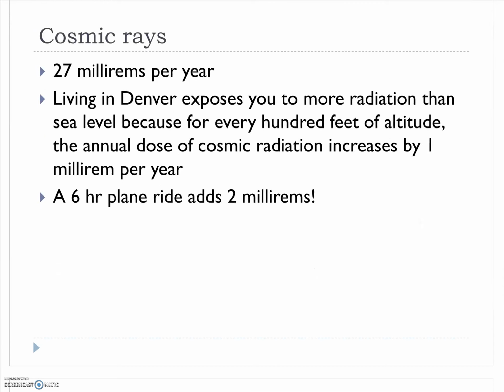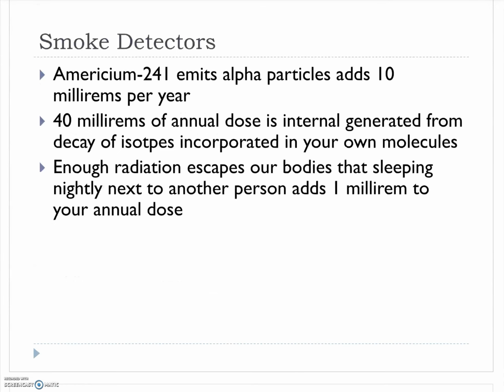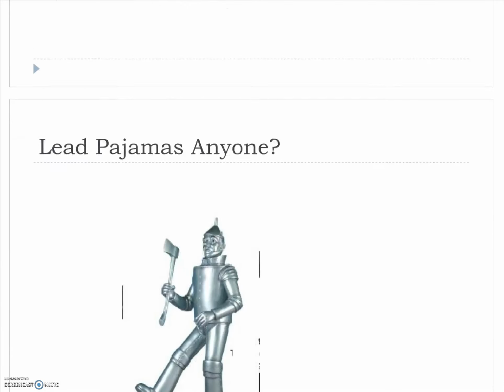A plane ride, 2 millirems. You should not have any more than 27 millirems per year. Smoke detectors emit alpha particles. So you see those. You are exposed to those every day. Okay, that is all of nuclear chemistry that you will need to know.